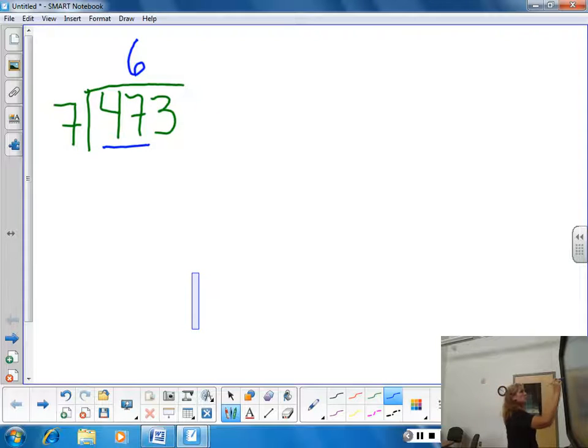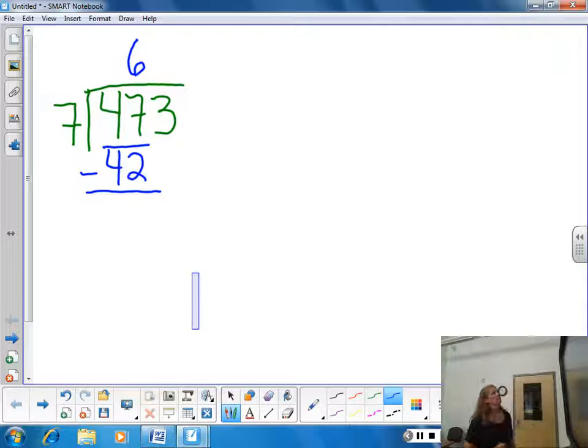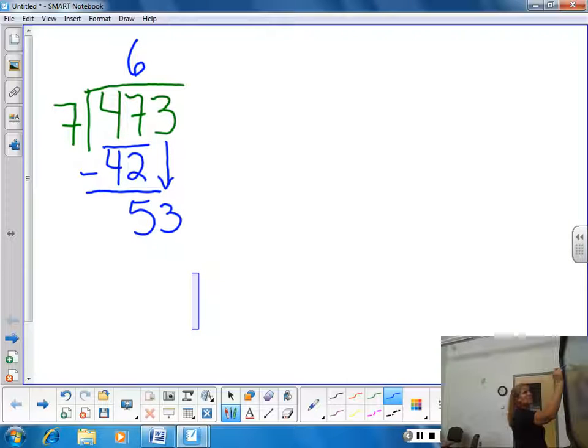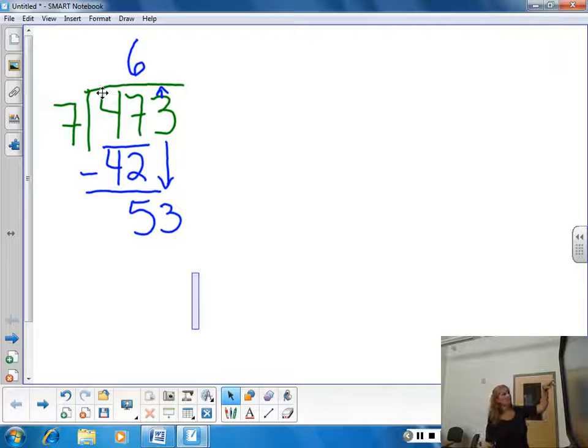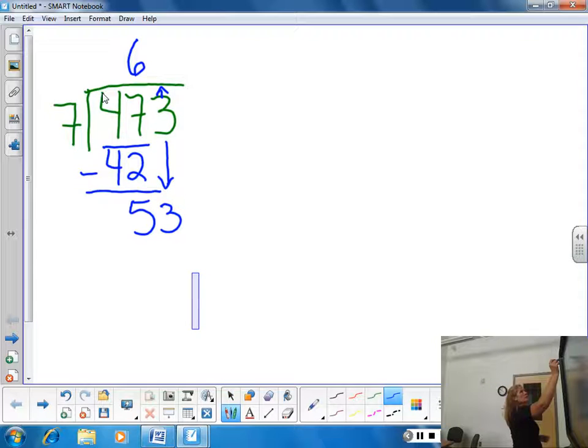6 times 7 is 42. I put that down below, and I subtract. When I subtract 7 from 2, I get 5. And then I bring down the next number. Every time I bring a number down, I have to put a number up on top. I have to. So I'm going to in a second, as soon as I figure out how many times 7 goes into 53. Well, 7 times 7 is 49. 7 times 8 is 56. 56 is too much. So it must be 7 times 7. So we're going to say it goes in here 7 times. 7 times 7 is 49.